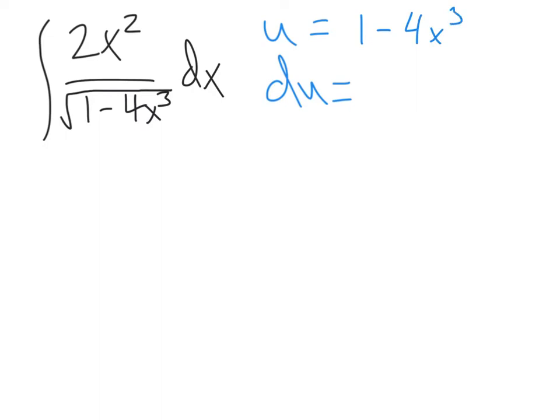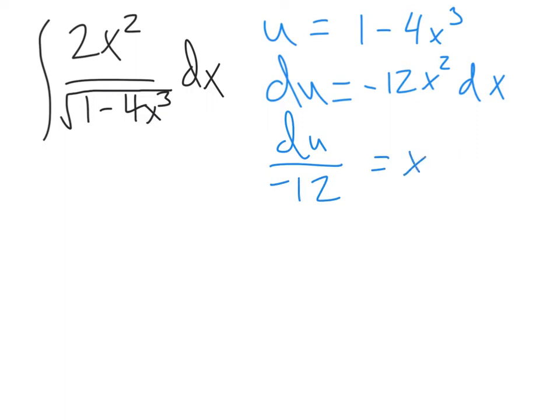and then our du, the derivative of that, would be negative 12x squared dx. And like we said, we have an x squared dx in our problem right here, but we don't have a negative 12. Instead, we have a 2. Now this 2, we're actually just going to pull out of the integral and deal with that later. This negative 12, we can do the same thing. Let's just solve this for x squared dx by dividing the negative 12 over to the other side. Then we'll get du over negative 12 equals x squared dx.